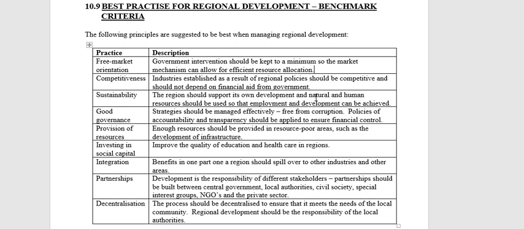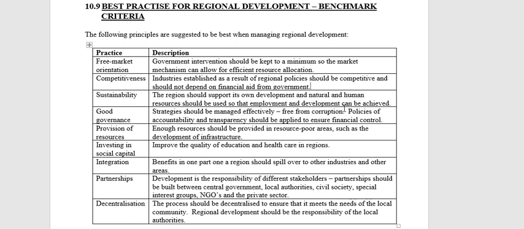In terms of competitiveness, any industry that is established as a result of our policies, of our interventions, must be competitive in its own right. Once those industries have been established, they must be competitive on their own. They should not depend on any financial support from the government, or on any kind of protection, import taxes, import quotas from the government. Once they are established, they should function and compete in the market on their own without any kind of assistance from the government.